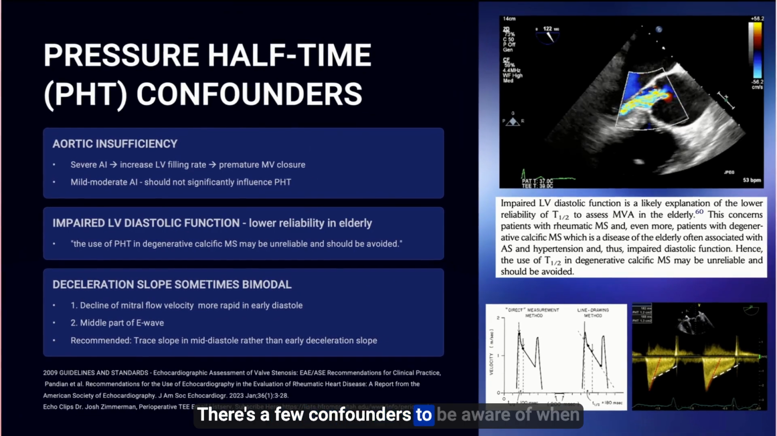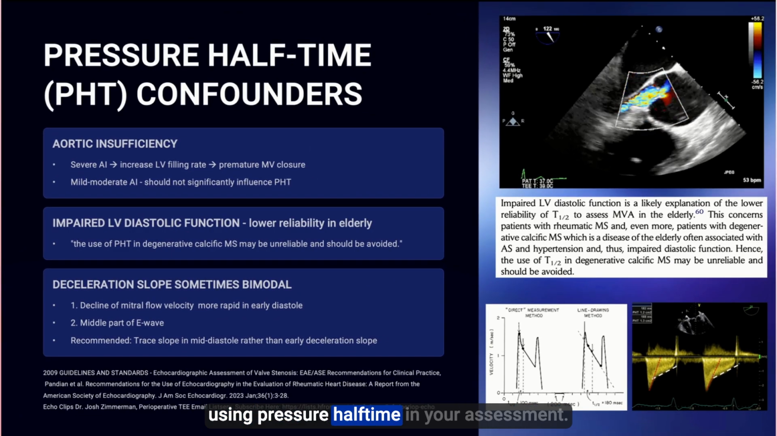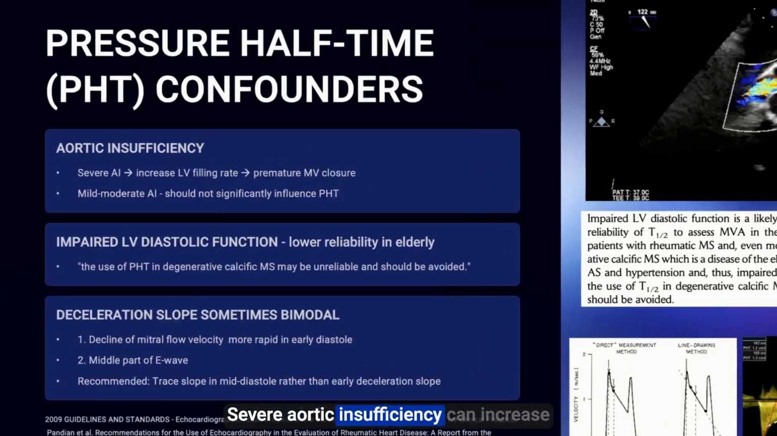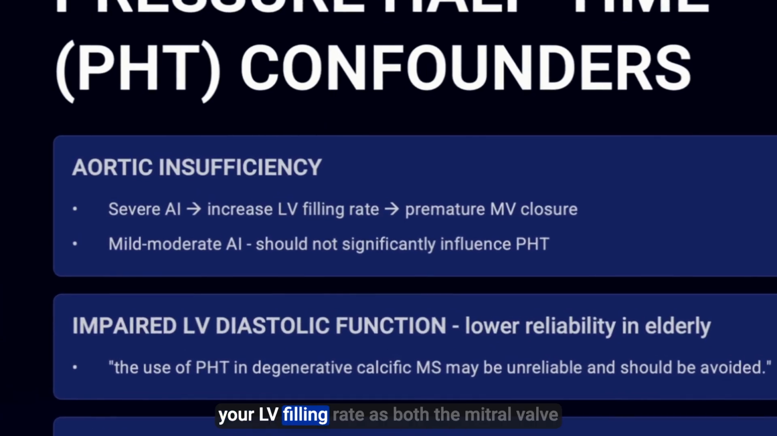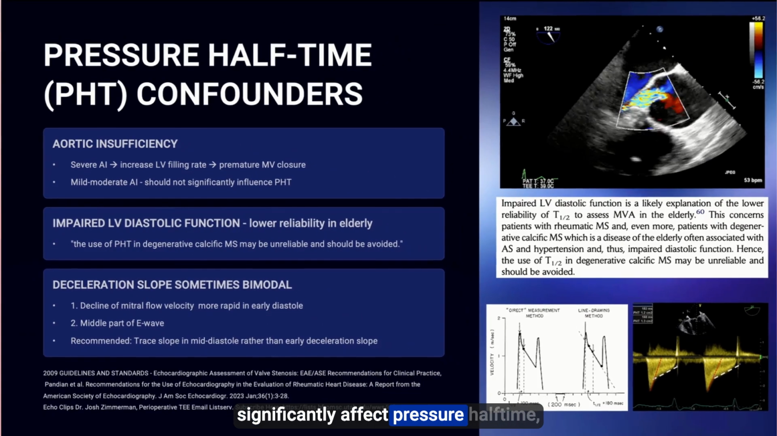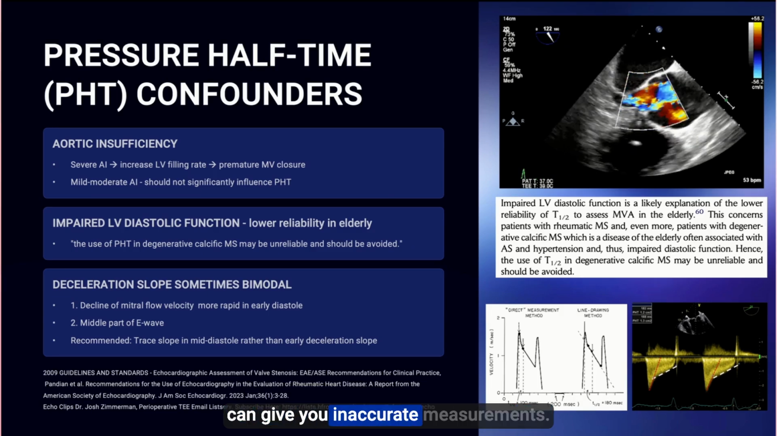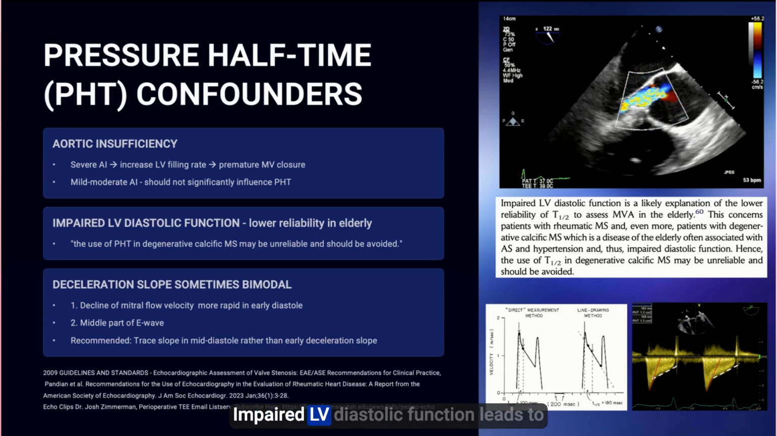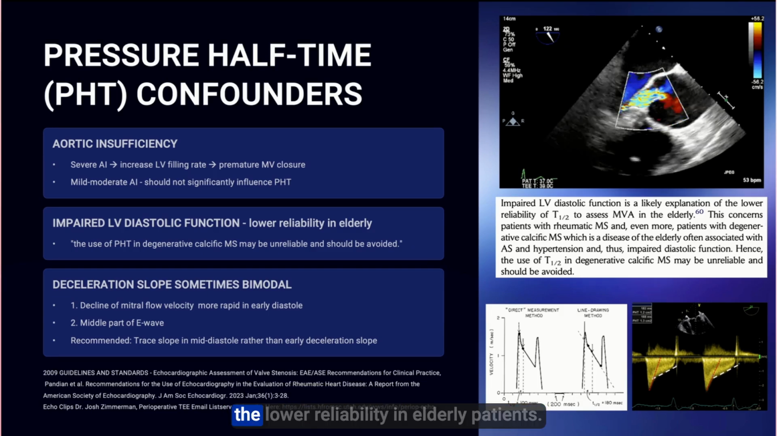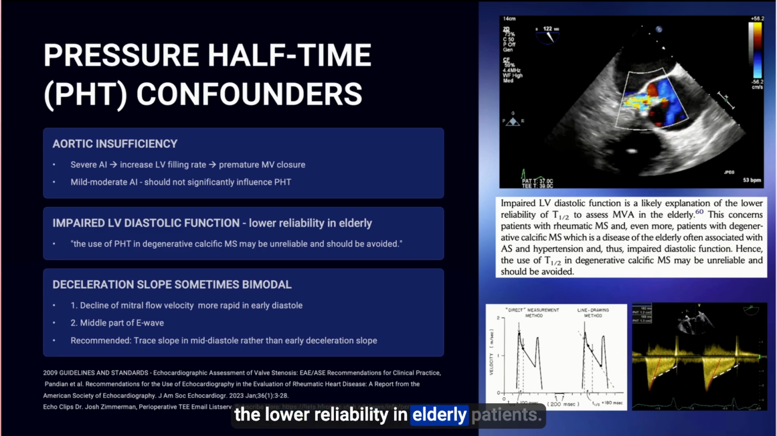There's a few confounders to be aware of when using pressure half-time in your assessment. Severe aortic insufficiency can increase your LV filling rate, as both the mitral valve and the aortic valve will fill that LV cavity, causing premature mitral valve closure. Mild to moderate AI really shouldn't significantly affect pressure half-time, but severe AI will play a factor here and can give you inaccurate measurements. Impaired LV diastolic function leads to the lower reliability in elderly patients.